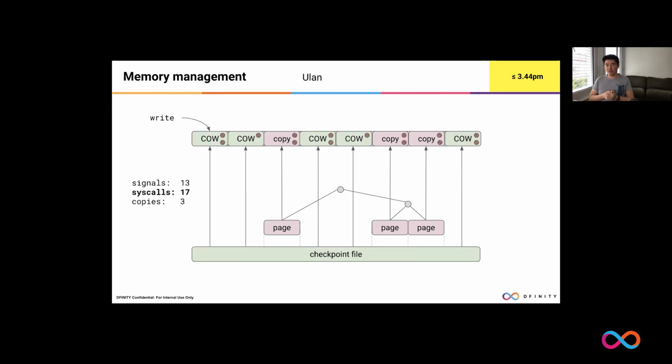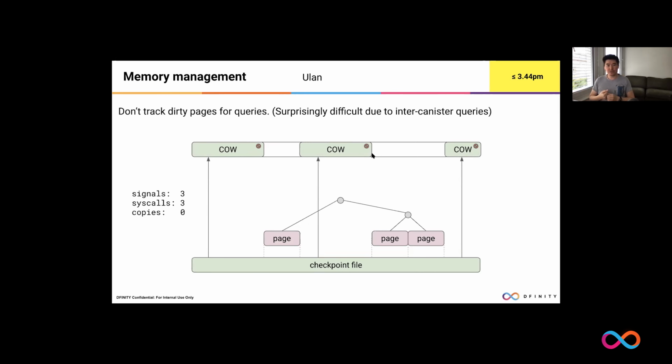Now, how can we get rid of this, or optimize keeping track of dirty pages? On the next slide, there is the next optimization. It is applicable only for queries because, as you know, queries do not modify the state, right? They are kind of read-only operations. And it makes sense to not keep track of dirty pages for them because we throw away the state after executing the query anyway. Well, that's in theory.